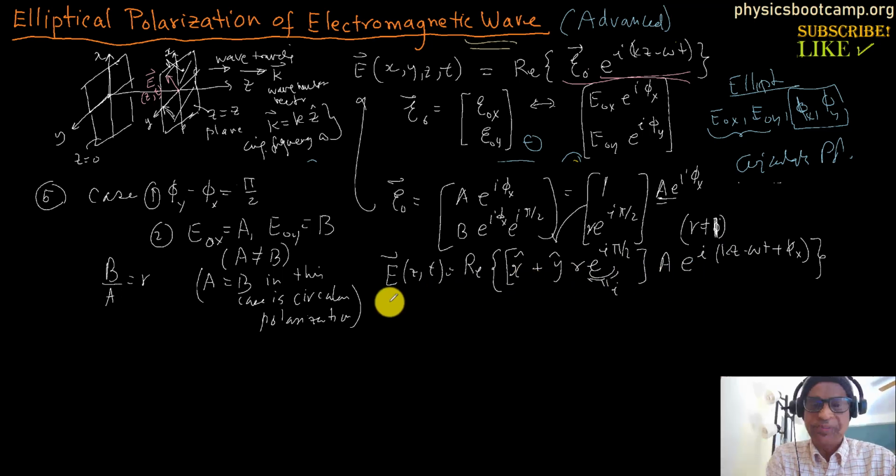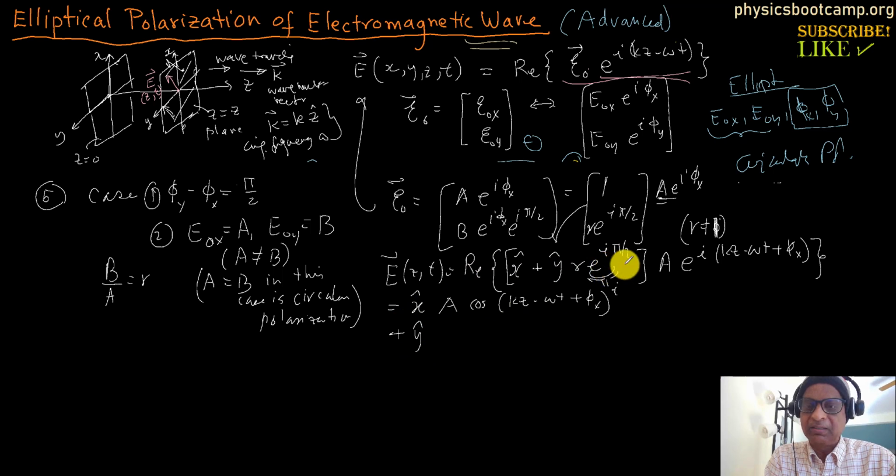Okay, so now if I take the real part with x hat, I just get the real part of that guy. So I get x hat A cosine(kz minus omega t plus phi x). But for y hat, I get something more. I get i pi over 2 in here. So I get r times A cosine(kz minus omega t plus phi x plus pi over 2).